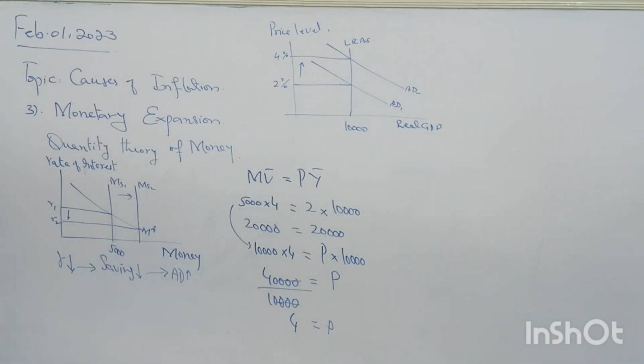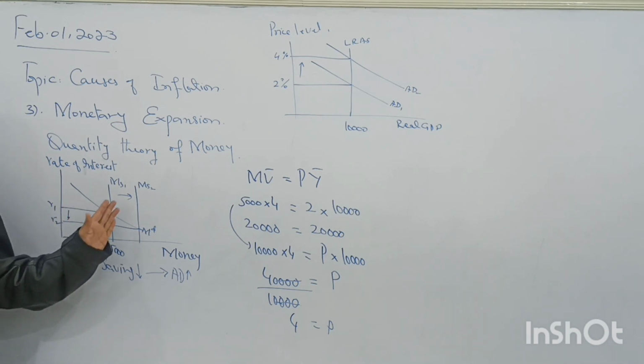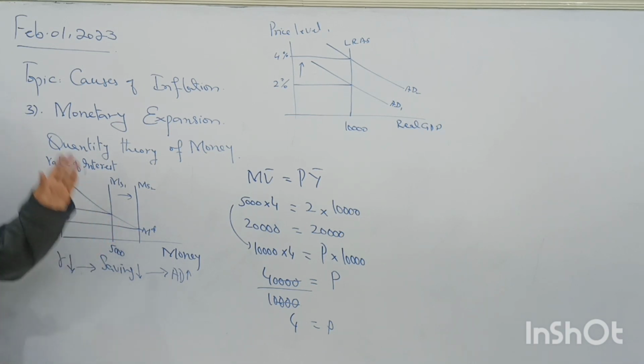So the two markets have a relation: whenever money supply is increased, aggregate demand will shift rightward and there will be inflationary pressure if the level of output is fixed, output is not changing. Clear? So this is how we say the expansion in money supply will cause the increase in inflation in the country.